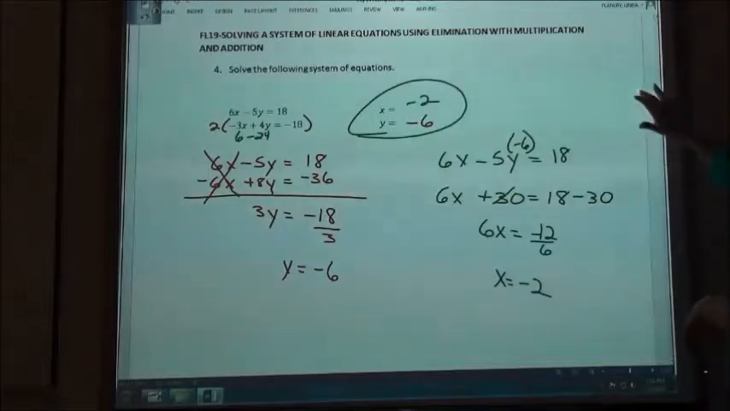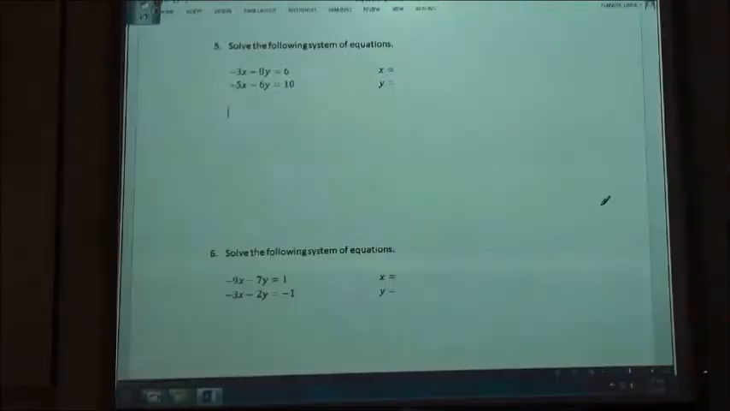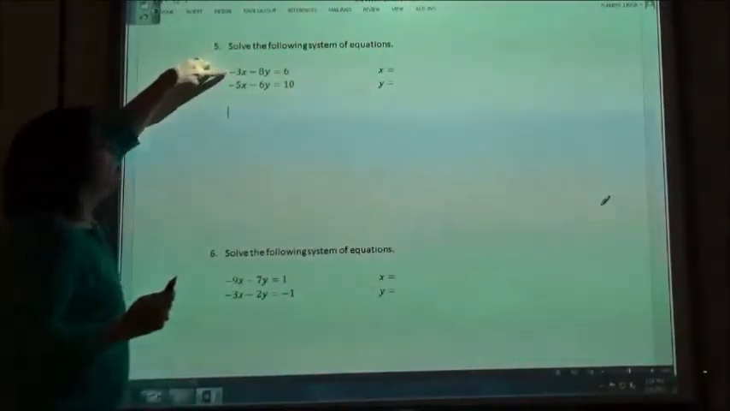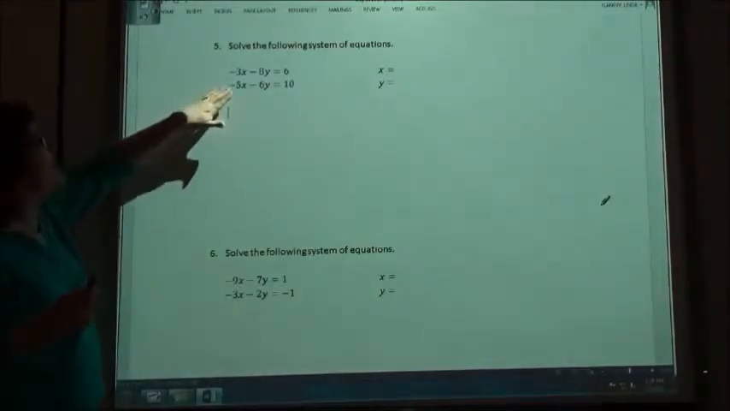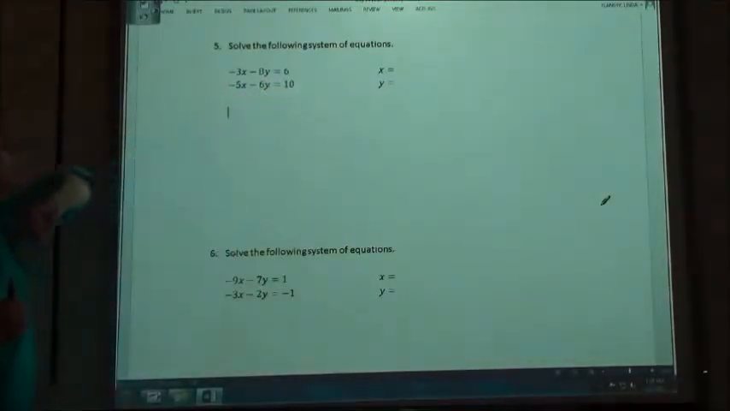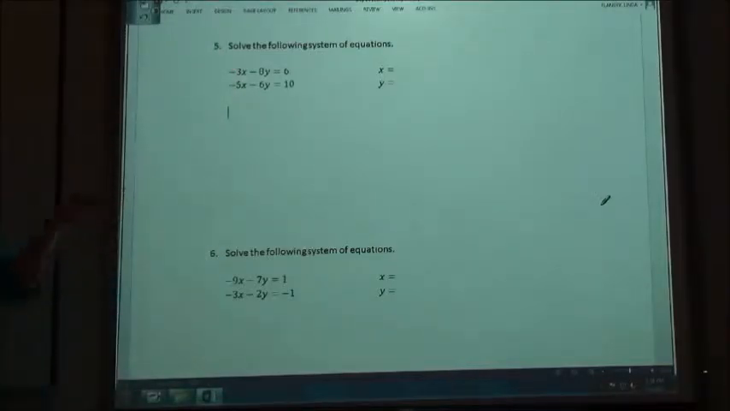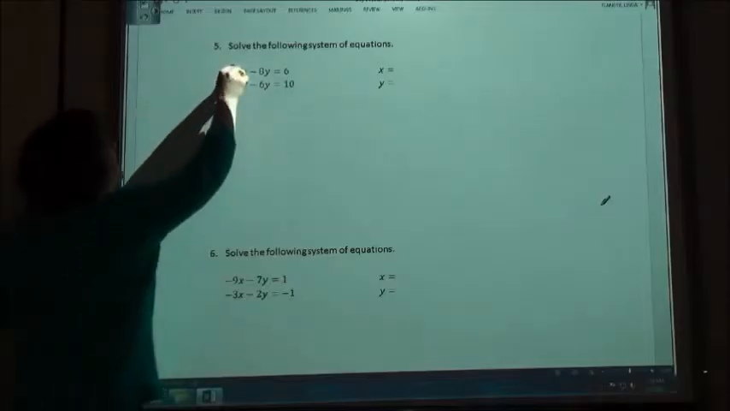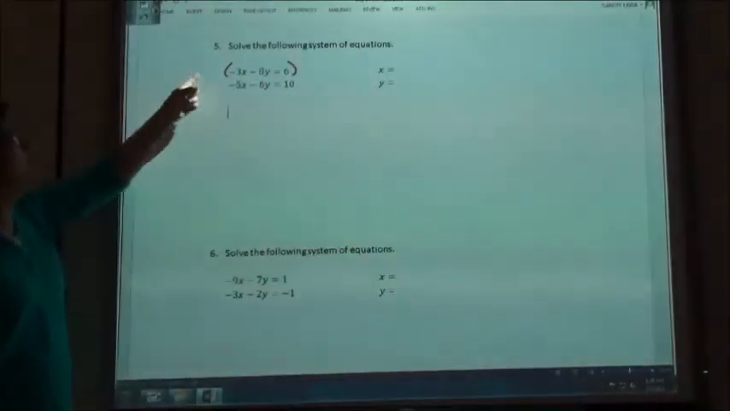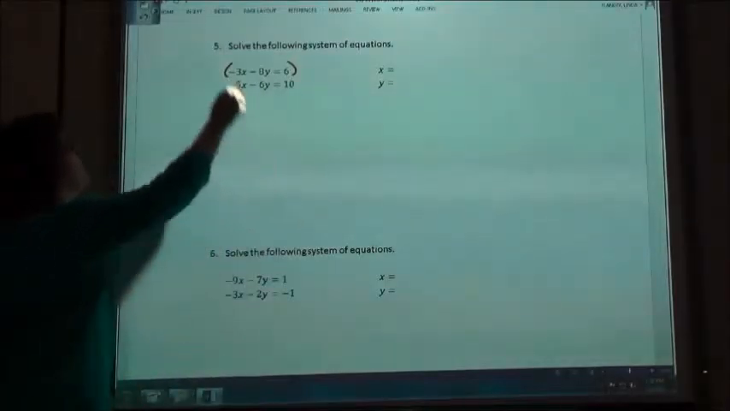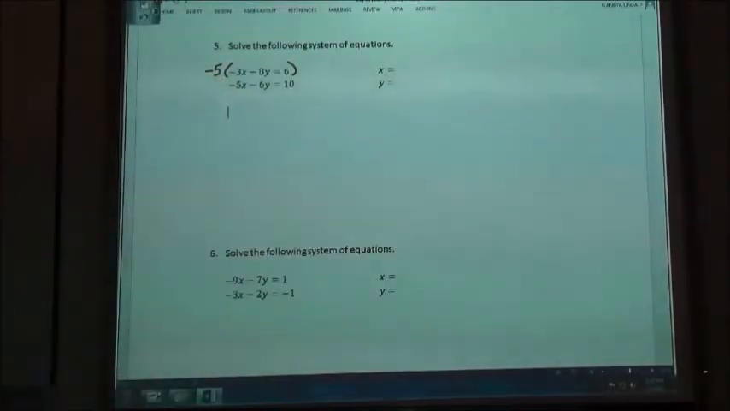Got this one all written down. So number 5 wants us to solve the system of equations. We have negative 3x minus 8y equals 6 and negative 5x minus 6y equals 10. If I want to eliminate my x's, I want my least common multiple of 3 and 5, which would be 15, right? So one of them we want to be positive 15, the other one we want to have negative 15. So we think about, well, what can I take times my top equation in order to get a positive 15? We can multiply that by a negative 5.